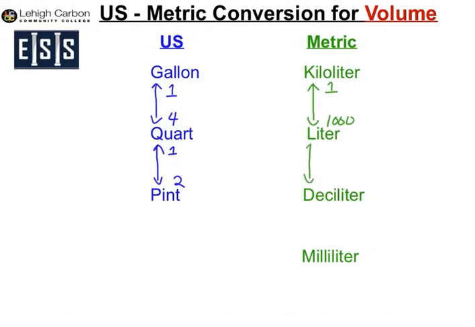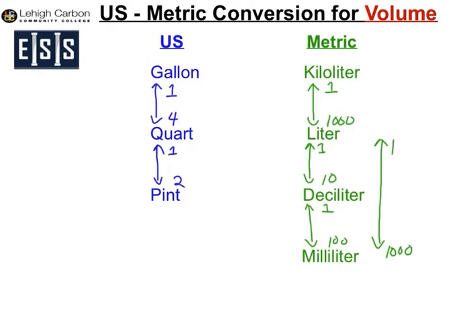When you go smaller here, there are 10 deciliters in 1 liter. And then for a milliliter, there are 100 milliliters in 1 deciliter. Though more commonly people will remember that for milliliter, there are 1,000 milliliters in 1 liter.